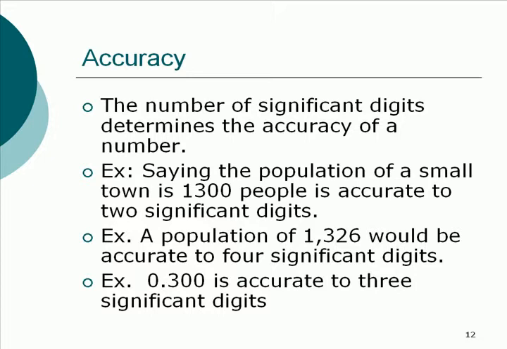If we had a measurement of 0.300, we would count the significant digits. There's 3 of them there. And so we would say that 0.300 is accurate to 3 significant digits.